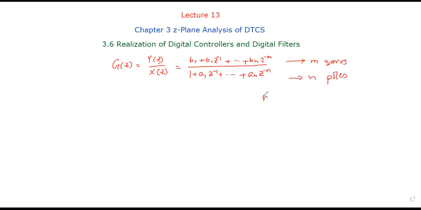If we implement with n plus m number of delay elements, then we call that direct programming. So if the block diagram is represented with n plus m number of delay elements, we call it direct programming. And if it is minimized, which one is higher? In general, n is higher, the number of poles is higher. So if we reduce it to n, then we call that standard programming.